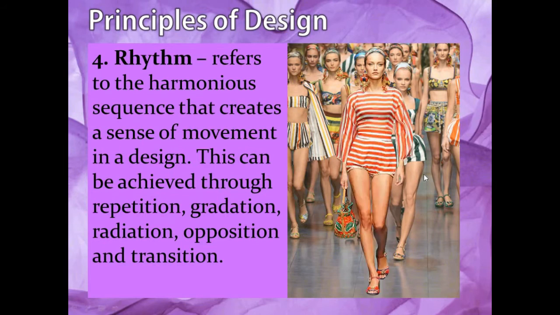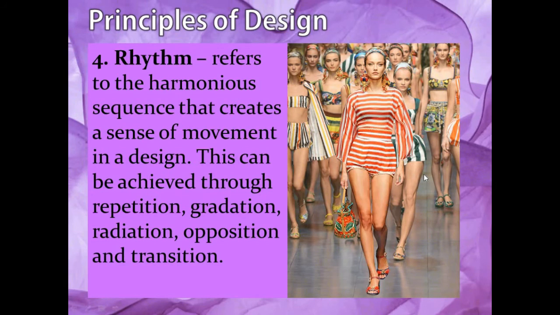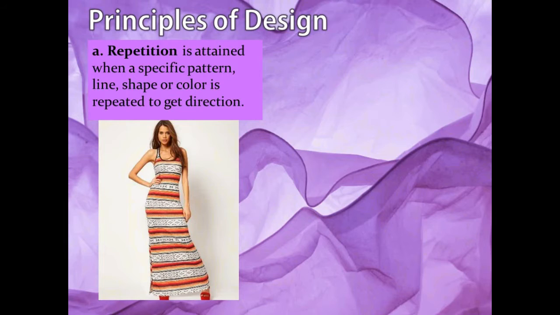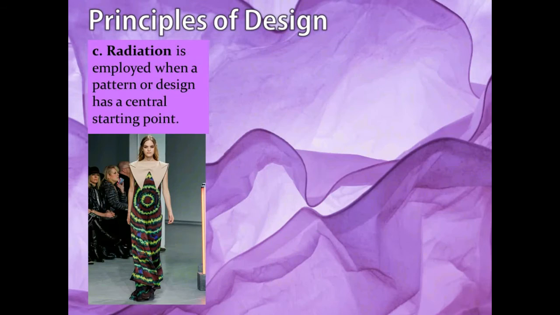Number 4 is rhythm. It refers to the harmonious sequence that creates a sense of movement in a design. This can be achieved through repetition, gradation, opposition, and transition. The first one is repetition. It is attained when a specific pattern, line, shape, or color is repeated to get direction. Letter B is gradation. It is when a design pattern gradually increases or decreases in size, shape, and color. Then the radiation. It is employed when a pattern or design has a central starting point.